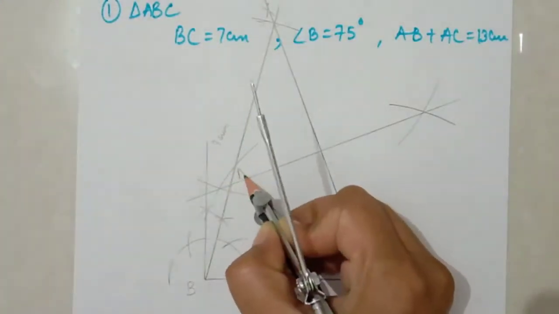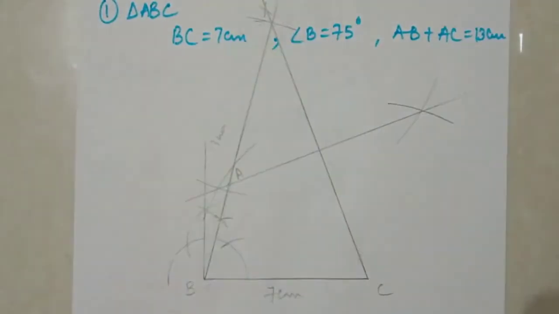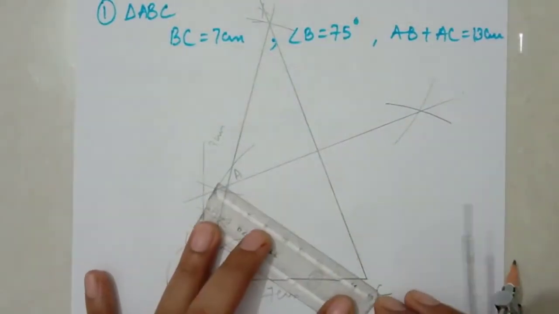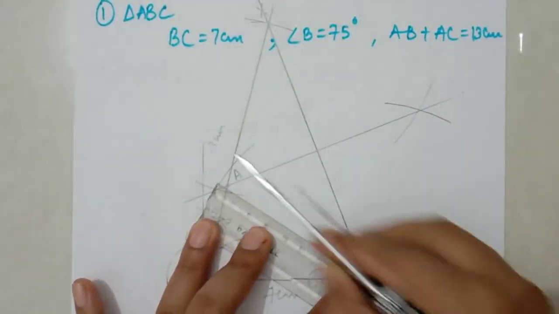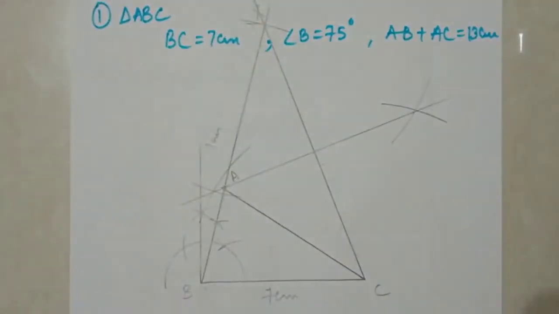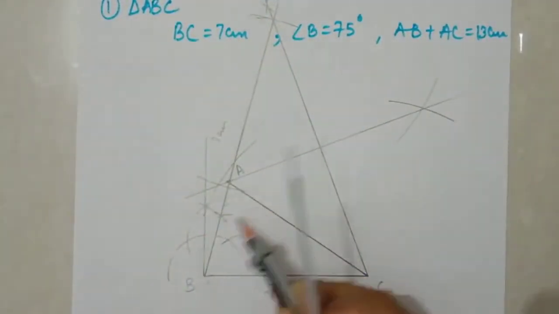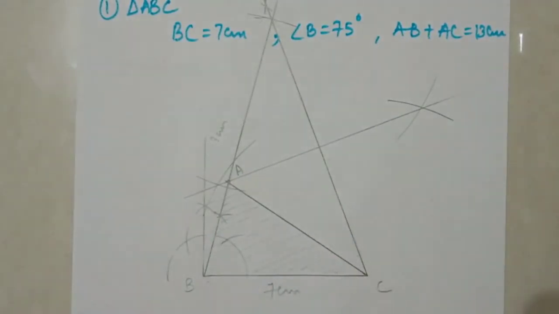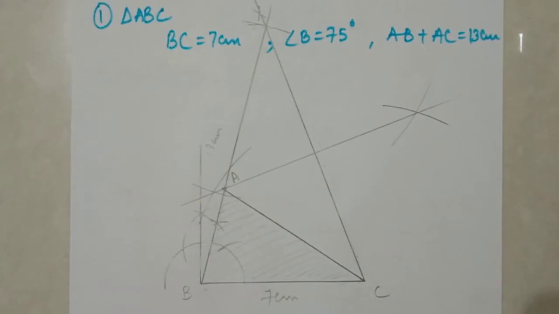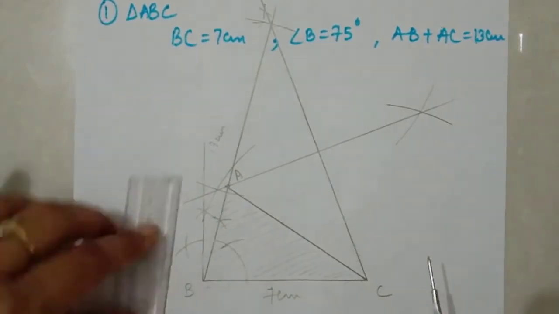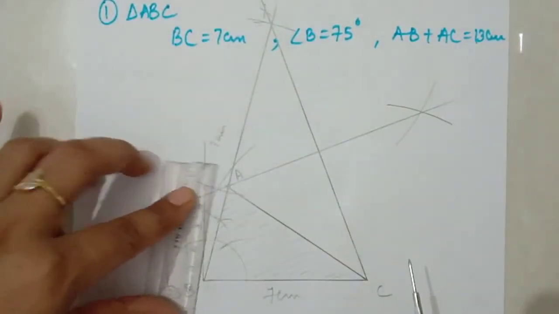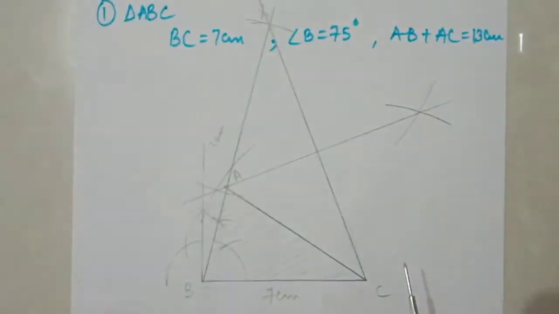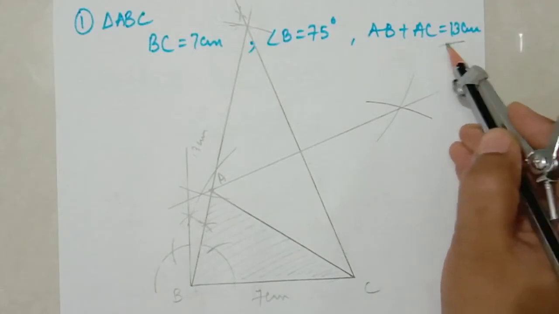Yes students, this is our required vertex A of the triangle. Now we will join AC for the required triangle. So students, this is our required triangle which we want. For verifying your answer, you can measure this side with the help of the scale, and this side with the help of the scale, and the sum of the two sides should be equal to 13 centimeter.